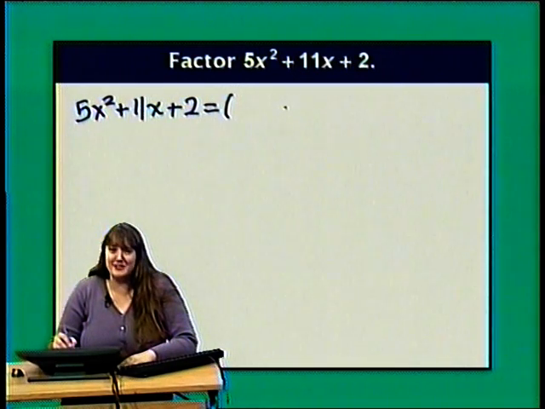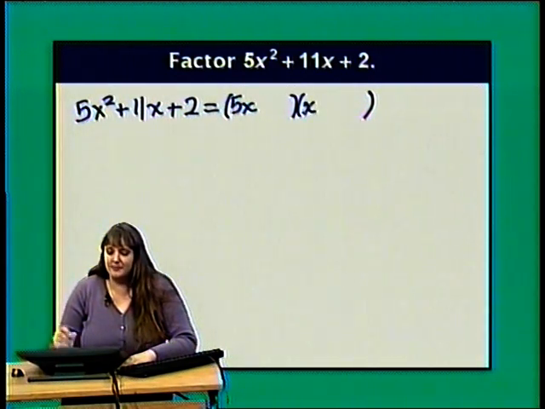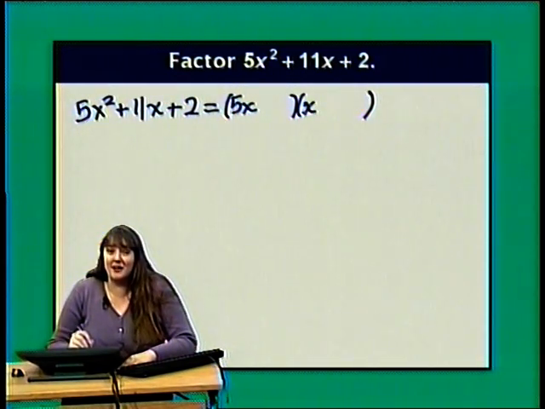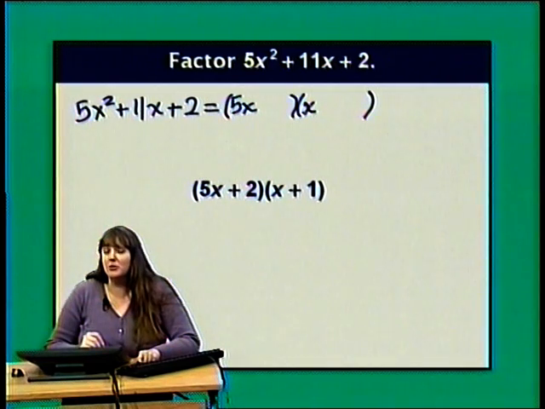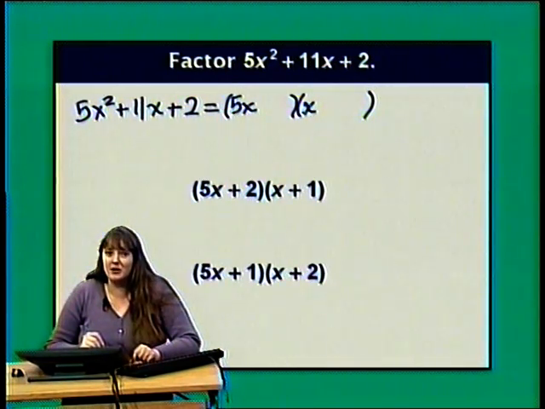Well, there aren't too many ways I can get 5x squared. I'm going to make the first terms of my binomials 5x and x. Looking at the constant 2, there's not a whole lot of ways to make a product of 2 either. 2 and 1. However, it makes a difference whether I put the 2 in the first binomial or the second. So I could put the 2 with the 5x and the 1 with the x, or I could put the 1 with the 5x and the 2 with the x. Well, let's see what happens in each of these cases.